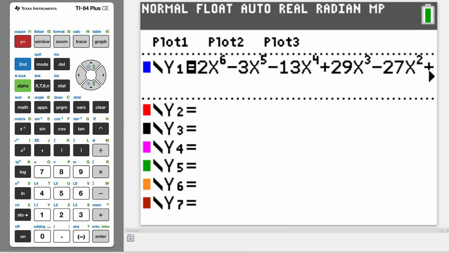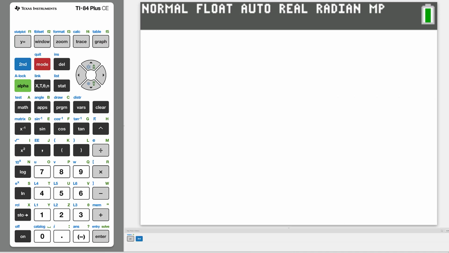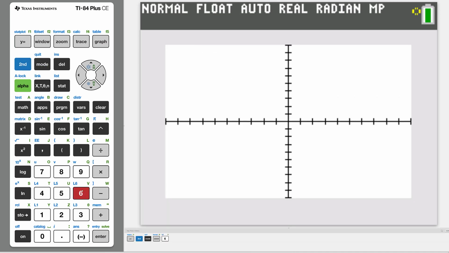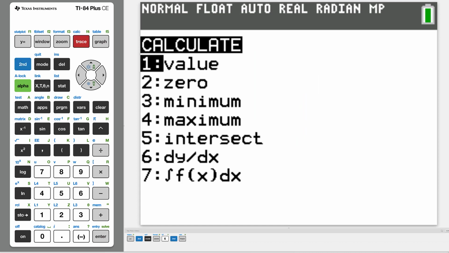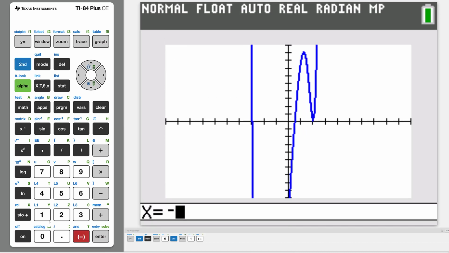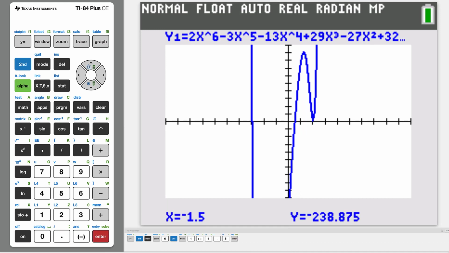I have my polynomial there, and I think that I'll just start with a standard zoom. That pretty much looks like a 6th degree polynomial. Now, sometimes people feel compelled to resize the window, which, that's fine. If you'll notice, though, it looks like it has a global extrema somewhere around negative 1.5. And when you put that value in, you can see that it's all the way down there at negative 238 and change.